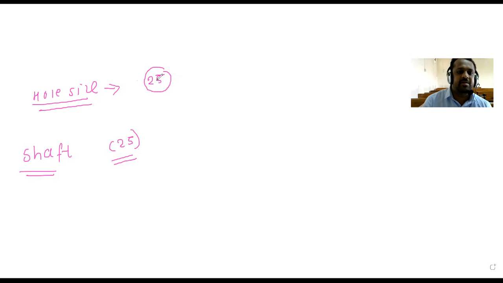Okay, these are the fundamental deviations. And what is the point? For the hole sizes, in which letters can we show the fundamental deviation? The fundamental deviation for the hole will be shown by capital alphabets, like A, B, C, D like this. And for the shaft, we will show the small letters a, b, c, d, e, f, g, h like this. Okay, that point you have to remember.